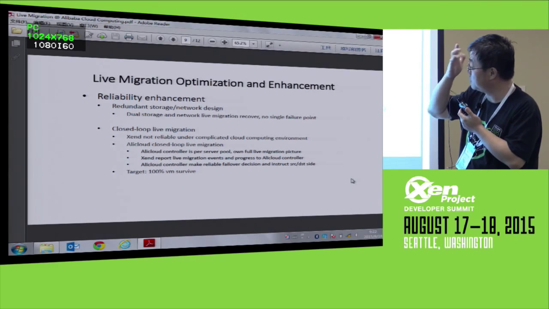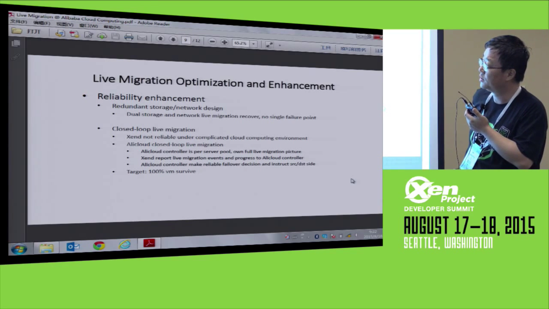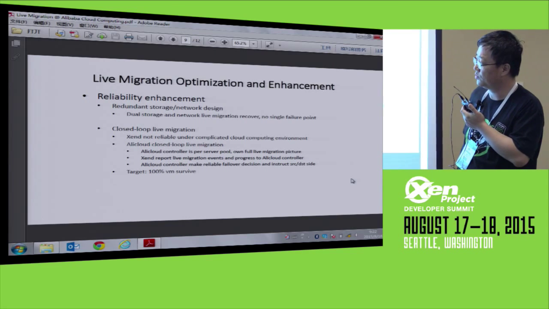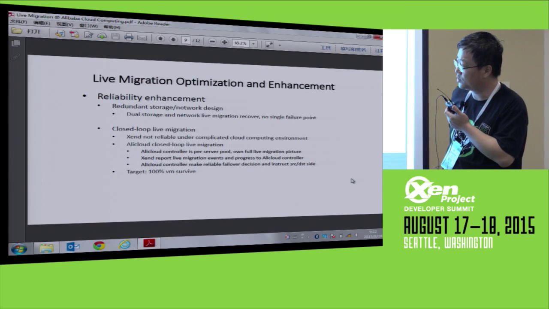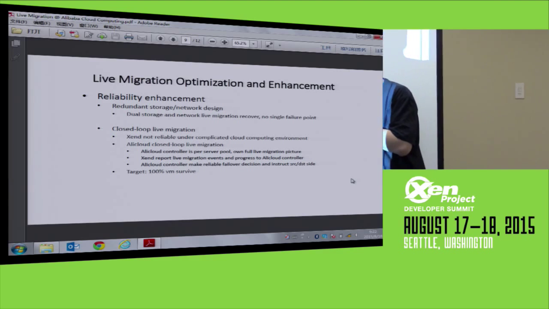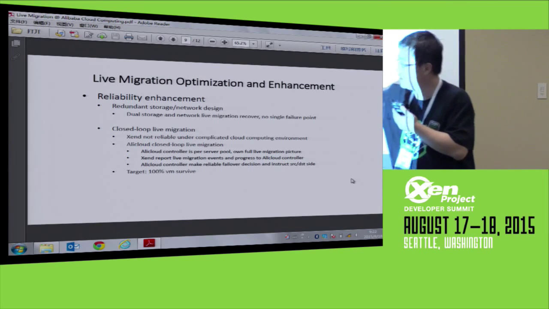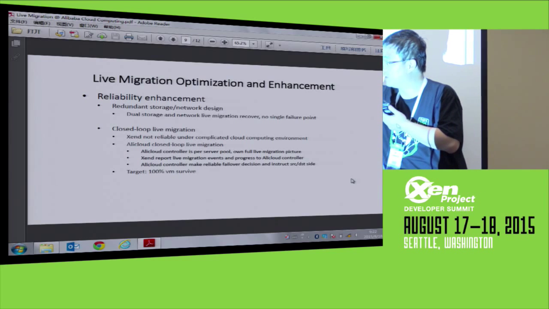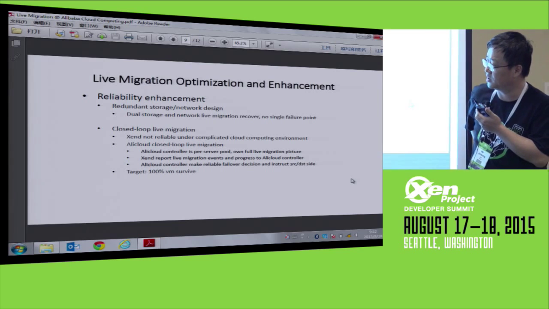Based on the closed loop live migration, the reliability improved obviously. But currently, we still can't ensure 100% VM survival. This work will be done in 1 or 2 months. I think we will achieve this target.